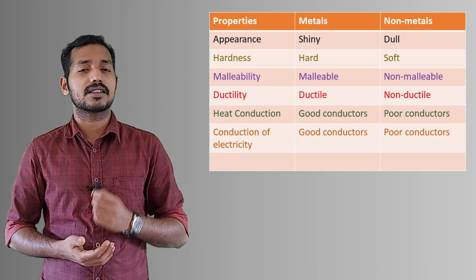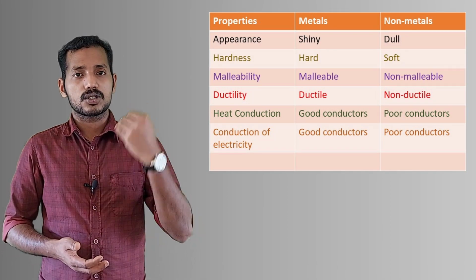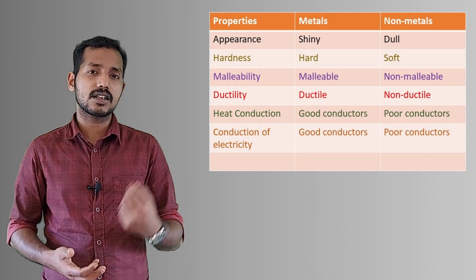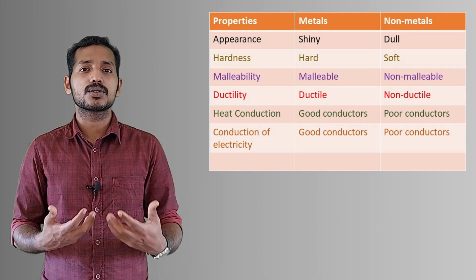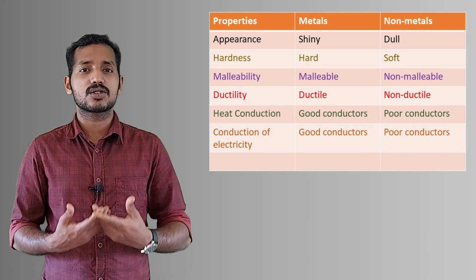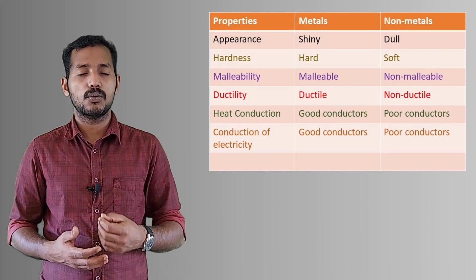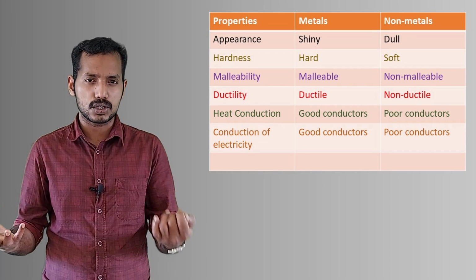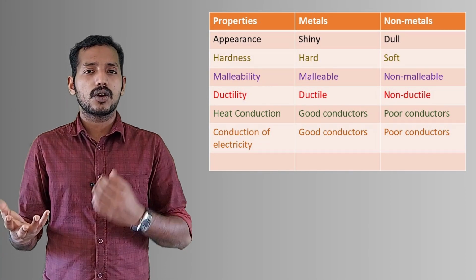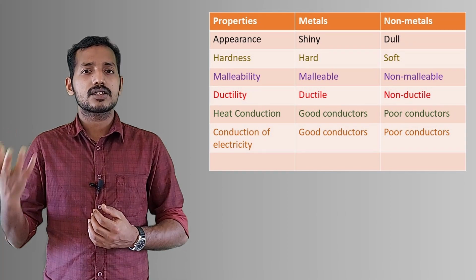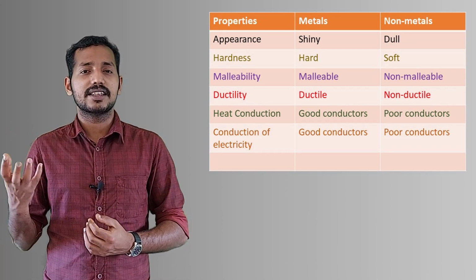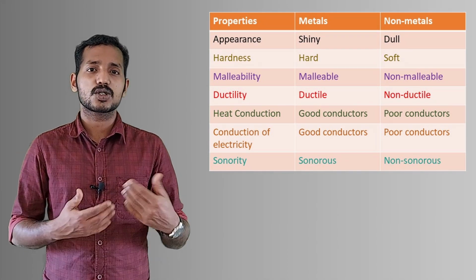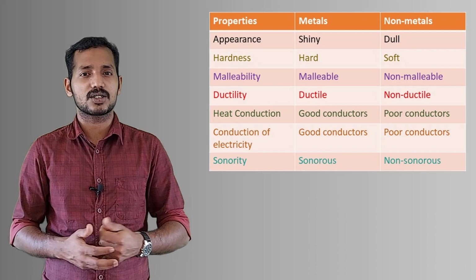And the last property that we are going to discuss is sonorous. When metals and non-metals are struck by another object, how do they produce sound? For example, in case of metals, if a metallic plate or utensil is struck by another object or a spoon, you can observe that it produces a ringing sound. That means they are sonorous. The objects which produce ringing sounds are called sonorous. In case of non-metals, it is not so.